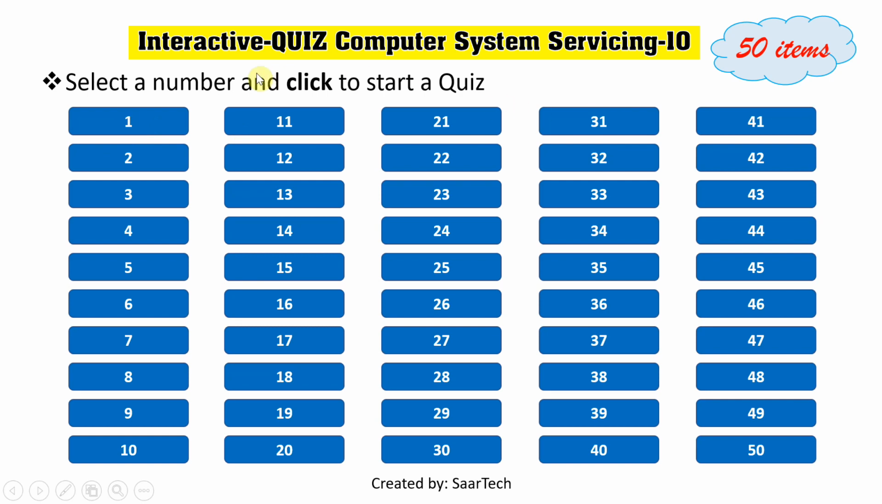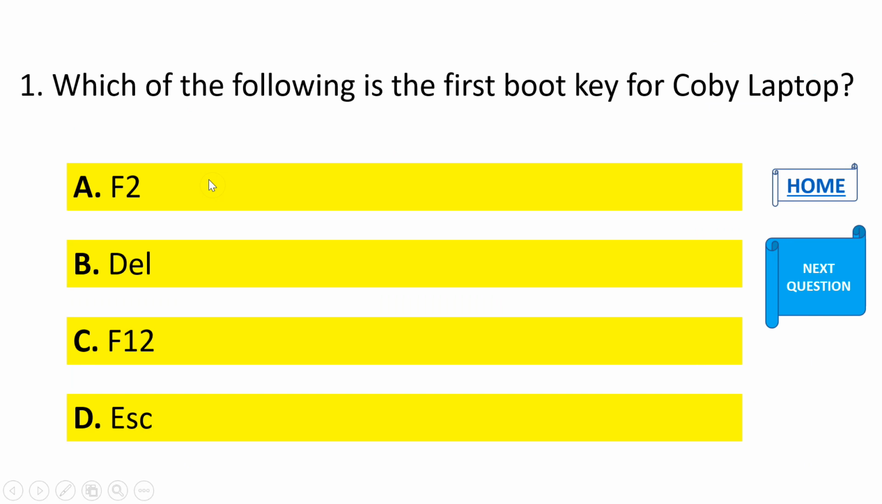Okay, so these are the numbers for a 50 item test. For example, if you're going to answer number 1, just simply select or click number 1. Then that will display a question. So you can edit the questions and you can also edit the choices for this template.